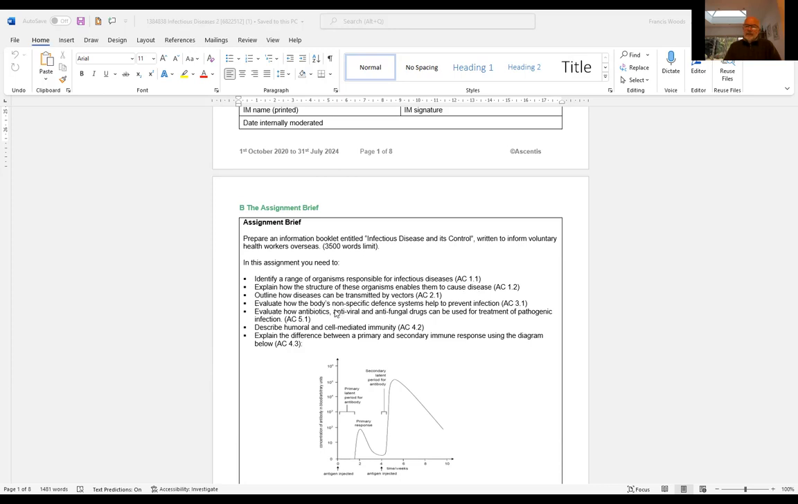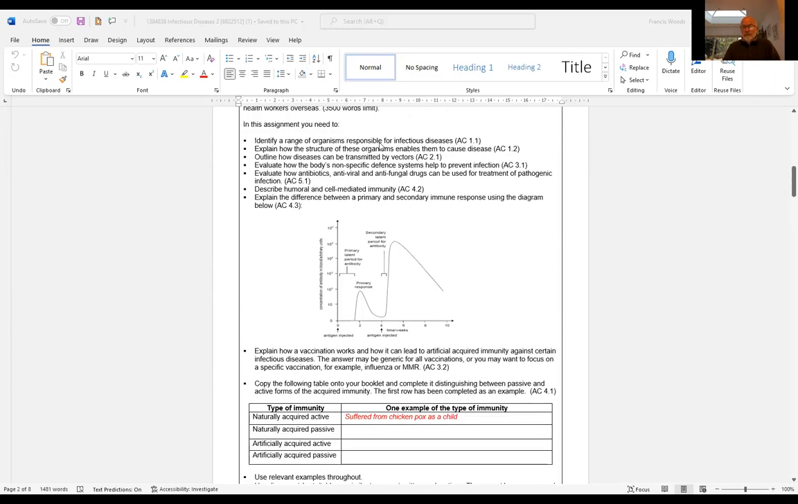And firstly, we start with what we call the non-specific defenses. In other words, they're not designed to target one particular organism, but an array. And so the body has these general defenses that we'll talk about.